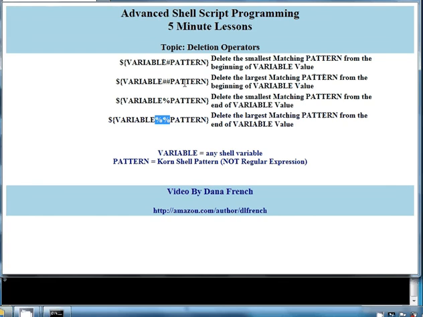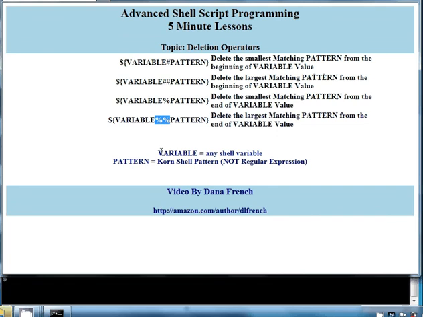One thing to remember, or the way to remember which one is which, is that the pound sign, which usually starts a comment, deletes the patterns from the beginning of the value, and the percent sign matches the patterns that begin at the end of the value. And the larger the operator, the larger the pattern that it matches. So the single pound sign and the single percent sign match the smallest pattern, and the double percent sign and double pound sign match the largest pattern.